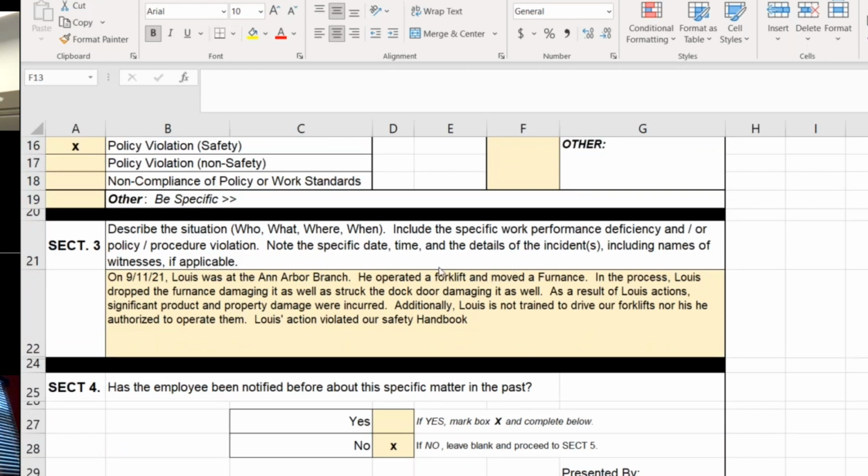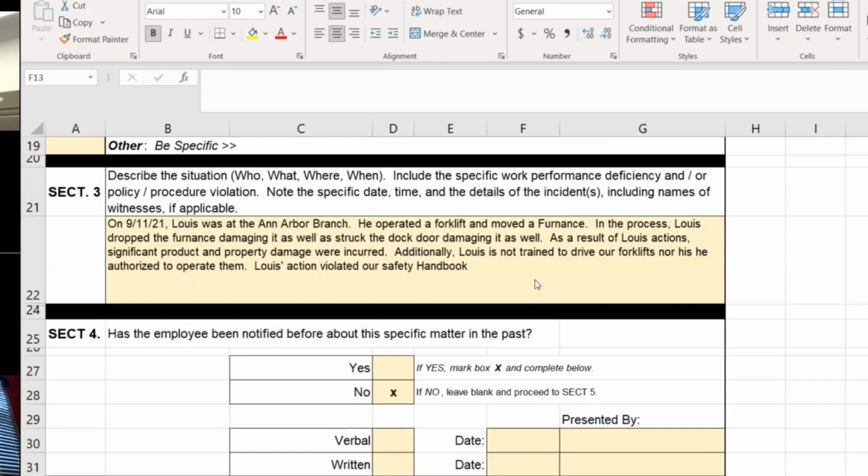Okay, I'm the HR manager. I work in Hillside. I decided I was going to go to the Ann Arbor branch. I was operating a forklift and I moved a furnace. In the process, I dropped the furnace and damaged it, as well as struck the dock door and damaged it as well. As a result of my actions, significant product and property damage were incurred. Additionally, I'm not trained to drive the forklifts, nor am I authorized to operate them. I violated multiple pieces of the safety handbook.